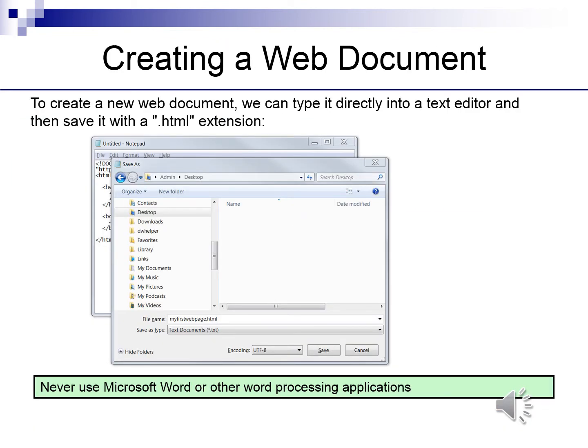Now, how do we create a web document? To create a new web document, we can type it directly into the text editor and then save it with a .html extension. But make sure you never use Microsoft Word or other word processing applications to create or edit web documents. These programs add extra characters to the file which can interfere with the web page displaying correctly.